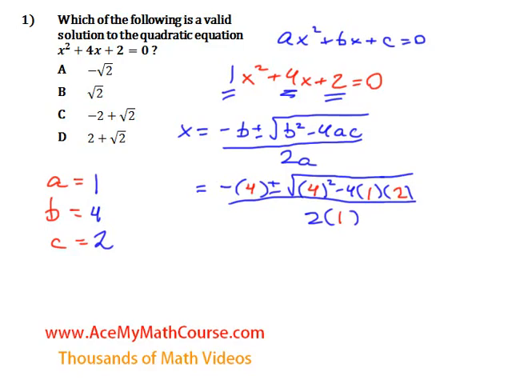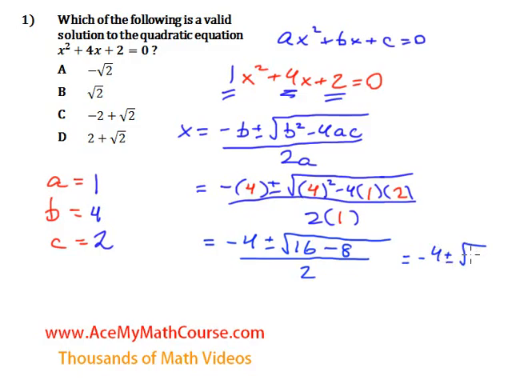Now let's just simplify. So we have negative 4. I can get rid of the parentheses. 4 squared is 16. Now, here we have 1 times 2, which is 2, times 4, 8. All over 2 times 1, which is 2. Now, we have negative 4 plus or minus the square root of 16 minus 8, which is 8, all over 2.